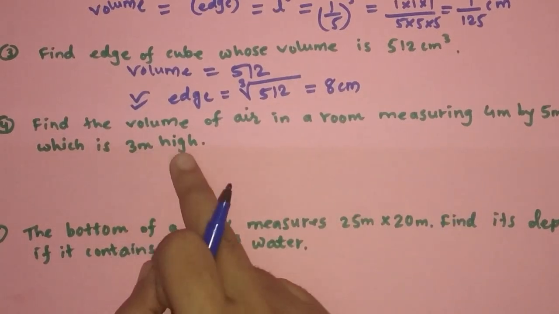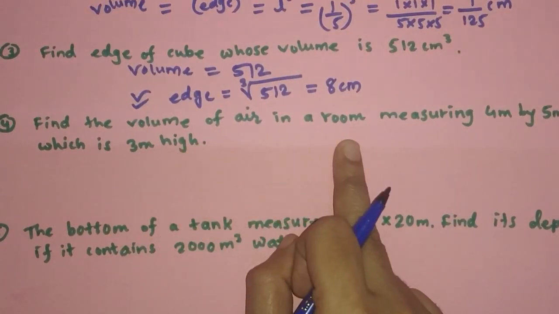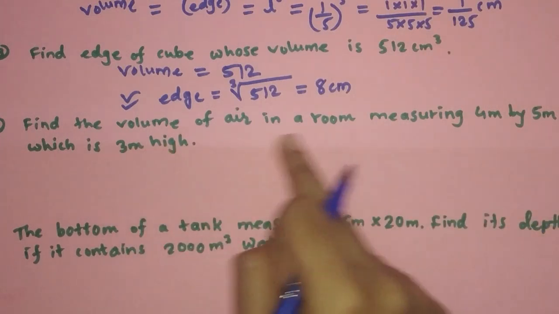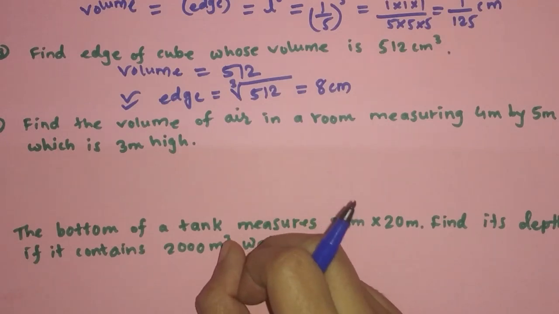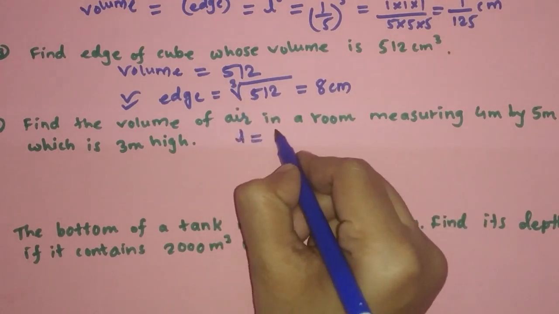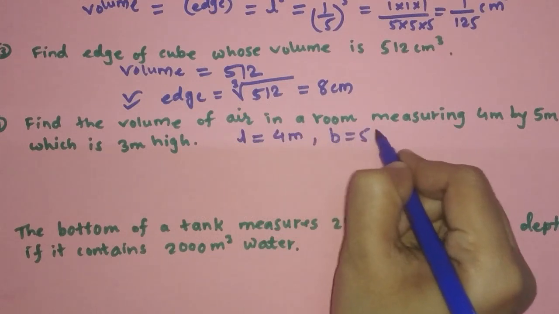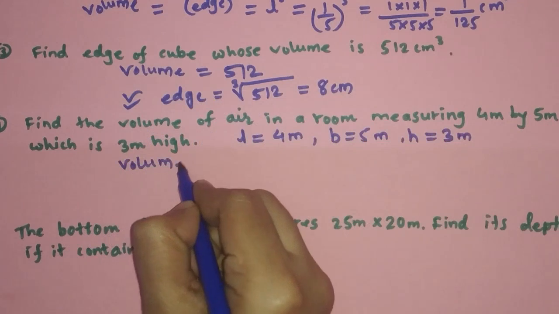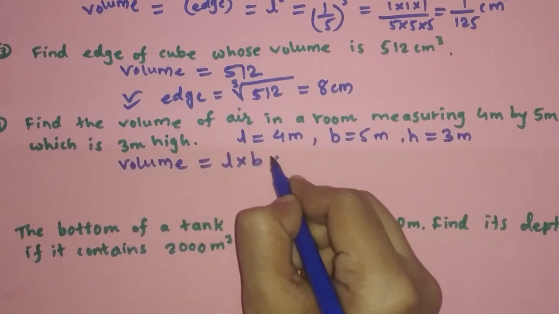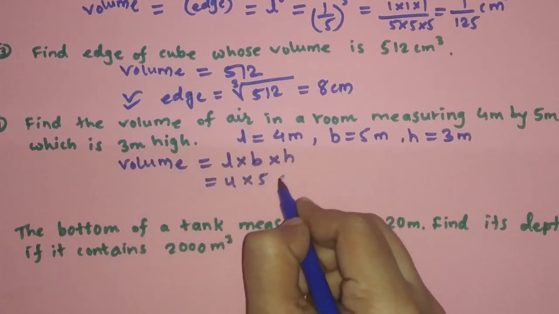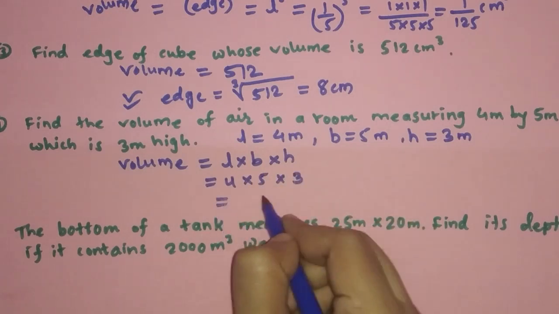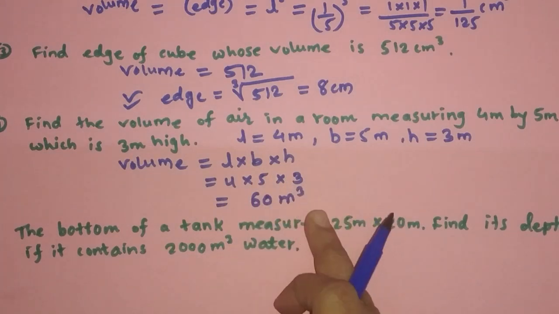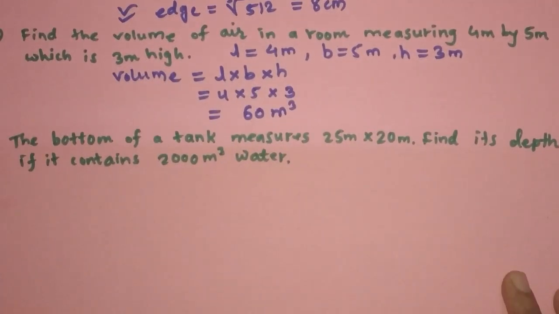Now next, find the volume of air in a room measuring 4 meter by 5 meter by 3 meter high. So in a room we have to find out how much air occupies that room. Given the measurements, length, breadth and height, we'll find the volume as the multiplication of these three dimensions: 4 multiplied by 5 multiplied by 3. So we'll get 60 meter cube here. It is in cubic units. Move to the next question.